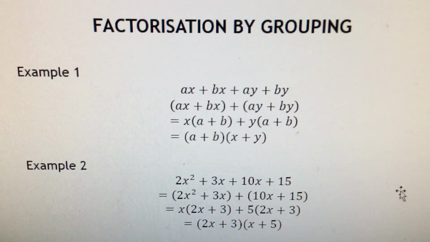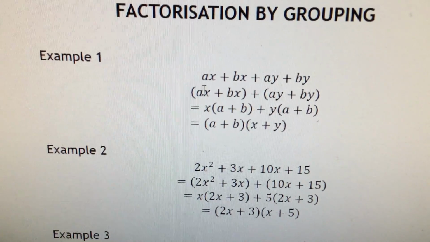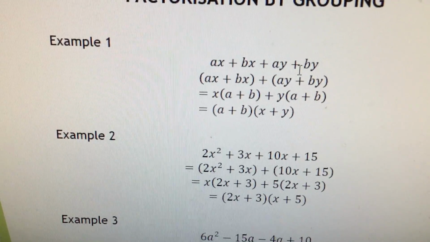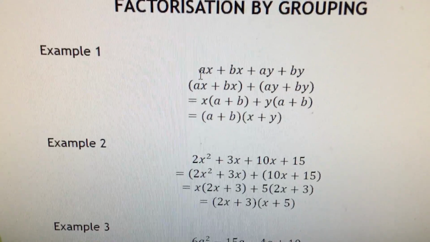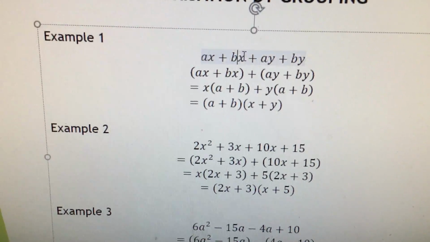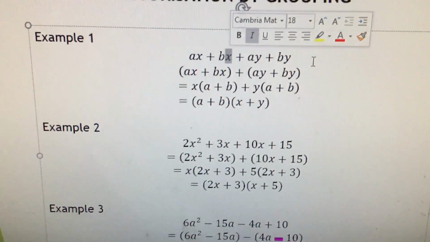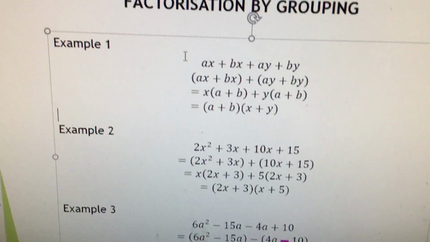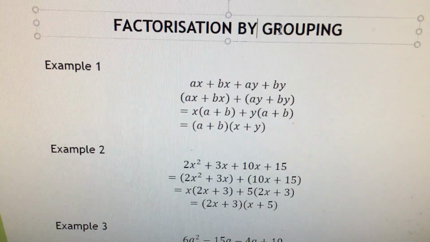Now why do we do factorization by grouping? Because there's no common factors in the 4 terms that you see. So it's impossible to see what's common in 4 different terms: ax, bx, ay, by. Basically they have nothing that's common in all four terms. So what we do, we group them. That's why we call it grouping.